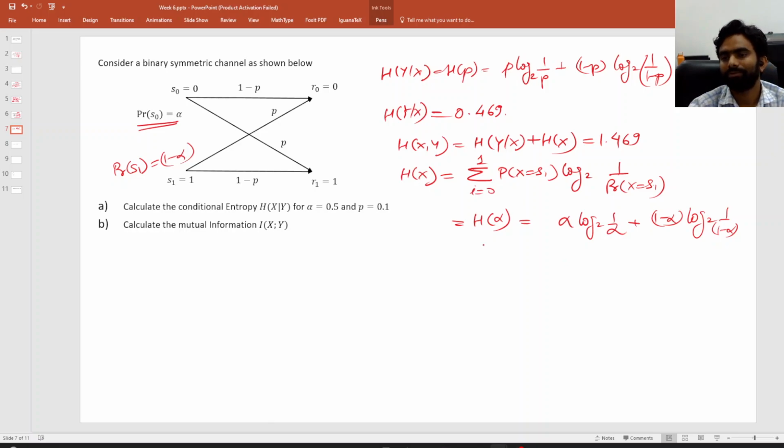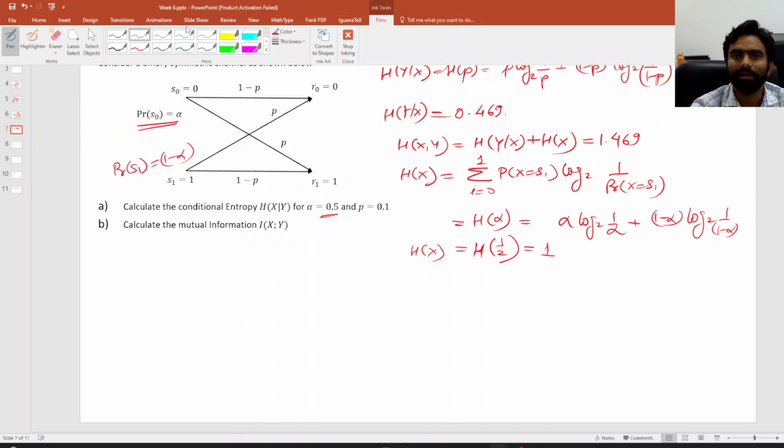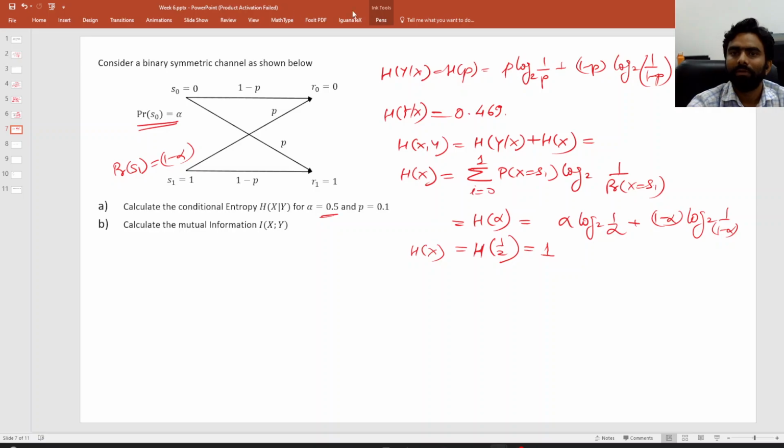Clear? So put the value of alpha, which is given as half. So when you put that value of alpha, we have also seen that H of half is always 1. So you will try by yourself, when you are putting H of half, then it will always come as 1. So from the above equation, I've directly written that, so I will erase this one. So now I can directly write H of X comma Y would be 0.469 plus 1, that is 1.469.